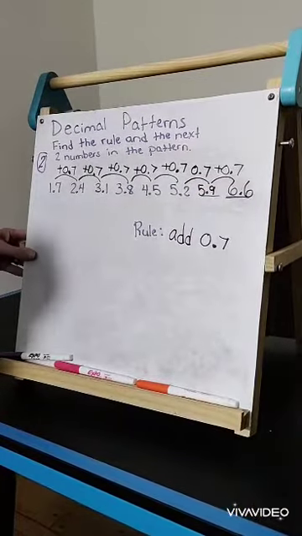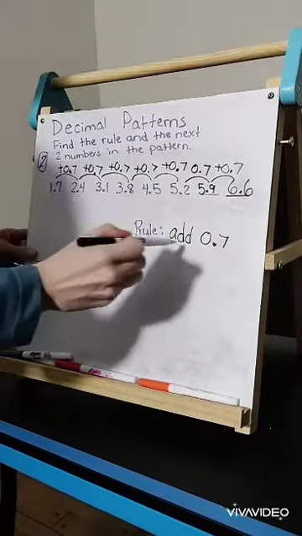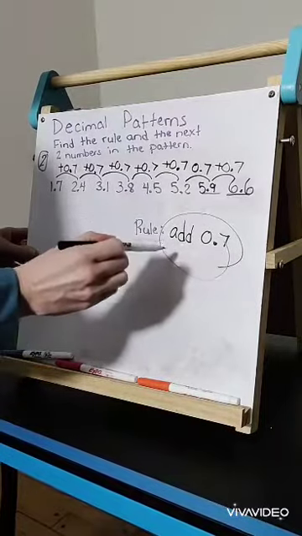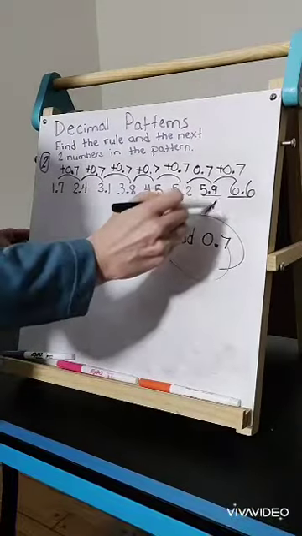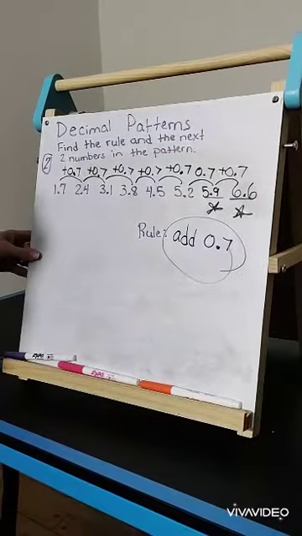So now you're going to do 3 on your own. Make sure that you have your calculator ready. You're going to have to find the rule first, and then you'll have to apply that rule to find the two missing numbers in the pattern. Once you finish all 3 examples, make sure you turn them into your teacher.